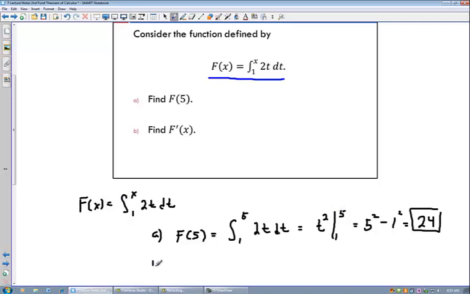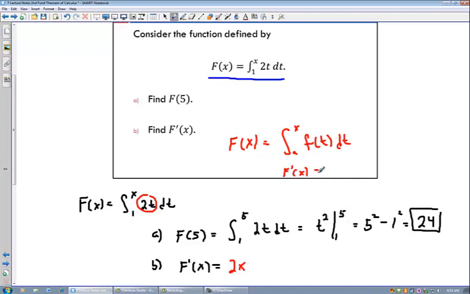And to find the derivative is even simpler. So F prime of x, the fundamental theorem of calculus tells us, is just equal to this integrand right here. So let me use red. So this integrand when you plug in x. So it's just equal to 2x. Because remember, the second fundamental theorem of calculus says if F of x is equal to the integral from any number a to x of f(t) dt, then I know that the derivative of capital F is just equal to little f evaluated at x.